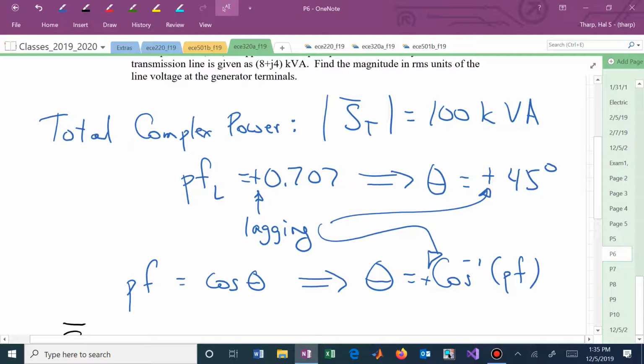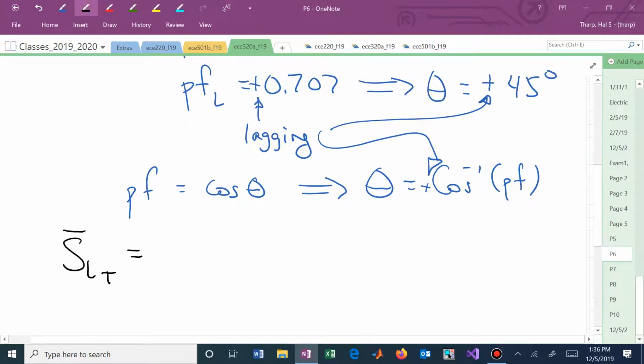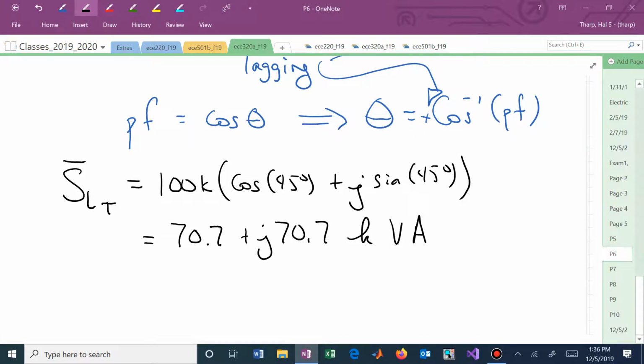I now know the magnitude and angle. I have a phasor form of the complex power. I can now just put it into rectangular form and get the real part and the reactive part. And then, if I need impedances, I can divide by currents, for example. But here, let's now say this is now going to be 100 k times cosine of 45 degrees, which we know, plus j sine 45 degrees, or this is now 70.7 plus j 70.7 kVA. That's the total complex power of the load, extracted from the apparent power and the power factor, where the power factor gave us the angle.